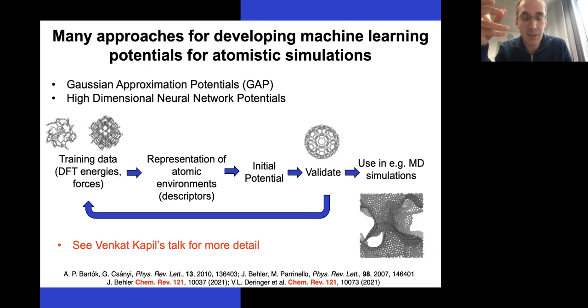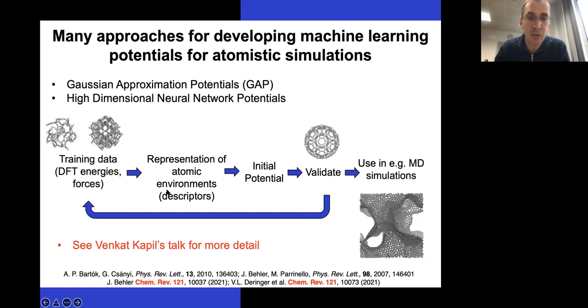And I will try to illustrate how these techniques are really very useful for improving the quality of simulations in the condensed phase. This is a booming field, and there are many approaches out there for developing machine learning potentials. Two of the leading and distinct groupings are the Gaussian approximation potentials, the GAP potentials, pioneered by Gábor Csányi, and high dimensional neural network potentials, essentially pioneered by Jörg Behler and Michele Parrinello. In an overly simplistic representation, you generate some training data, and that training data typically, but not always, comes from density functional theory. So you do a density functional theory calculation and generate energies and forces for a set of configurations.